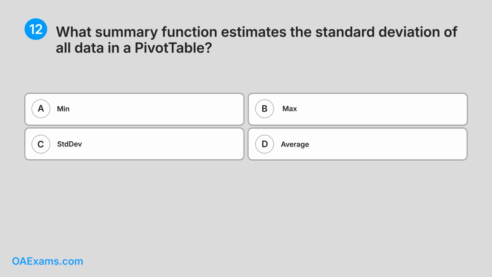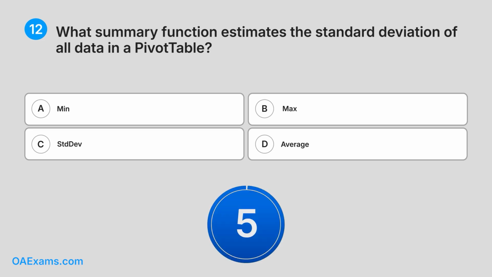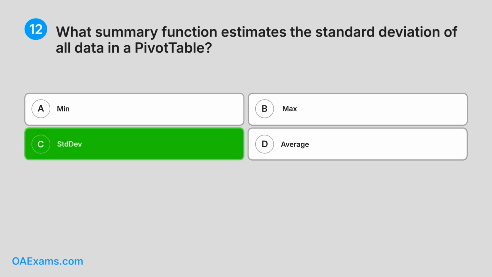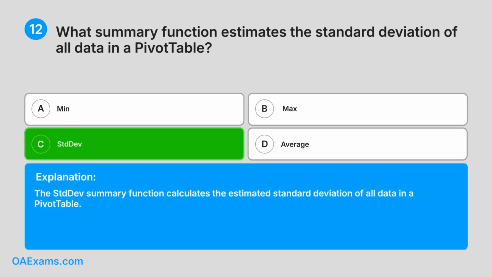12. What summary function estimates the standard deviation of all data in a pivot table? A. Min. B. Var. C. StdDev. D. Average. Do you know the answer? Correct answer C. StdDev. Explanation: the StdDev summary function calculates the estimated standard deviation of all data in a pivot table.